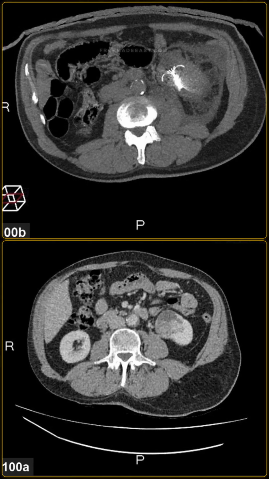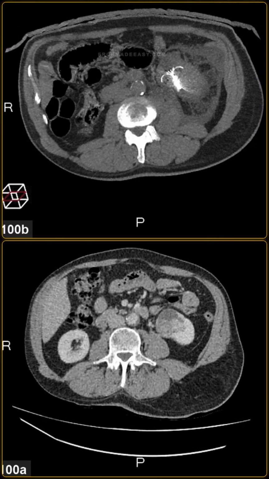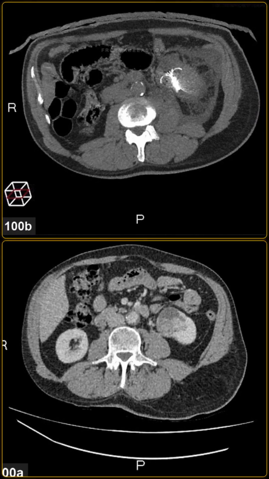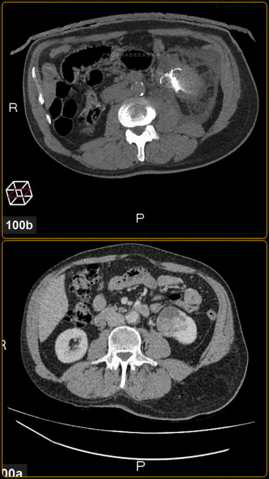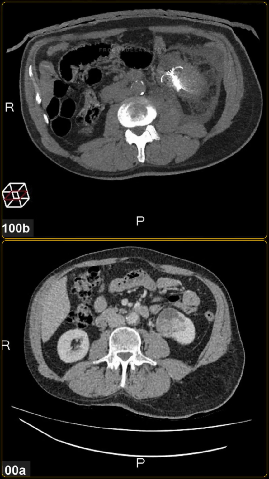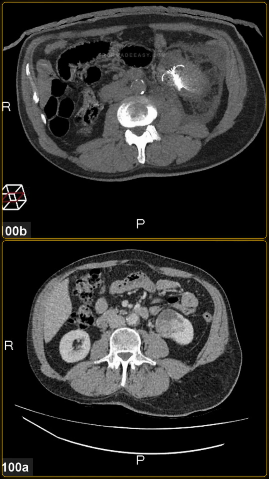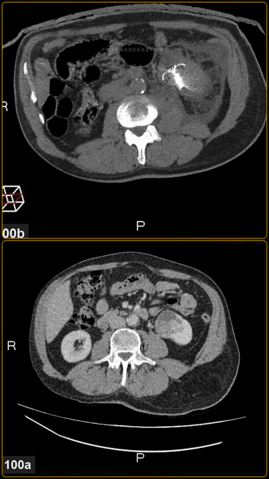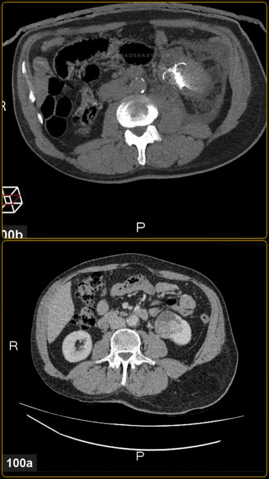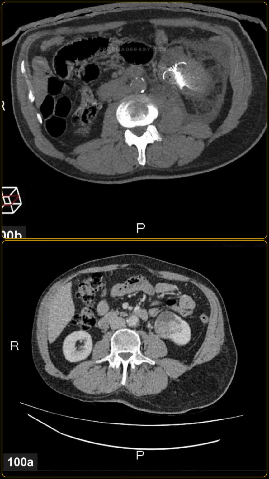The pre-procedure CT demonstrates a well-circumscribed, predominantly exophytic renal tumor at the anterior aspect of the left kidney. The second image shows the radiofrequency ablation needle positioned correctly in situ directly within the center of the renal mass. The ablation zone appears to cover the mass with a satisfactory margin.